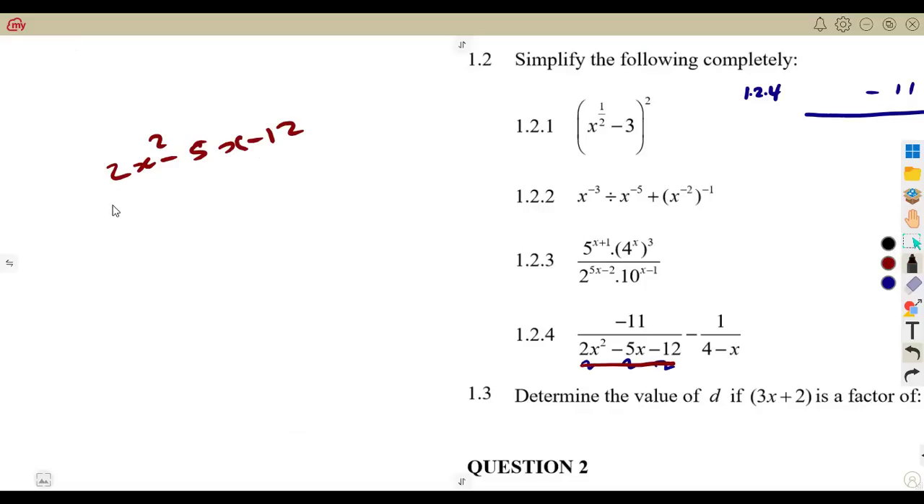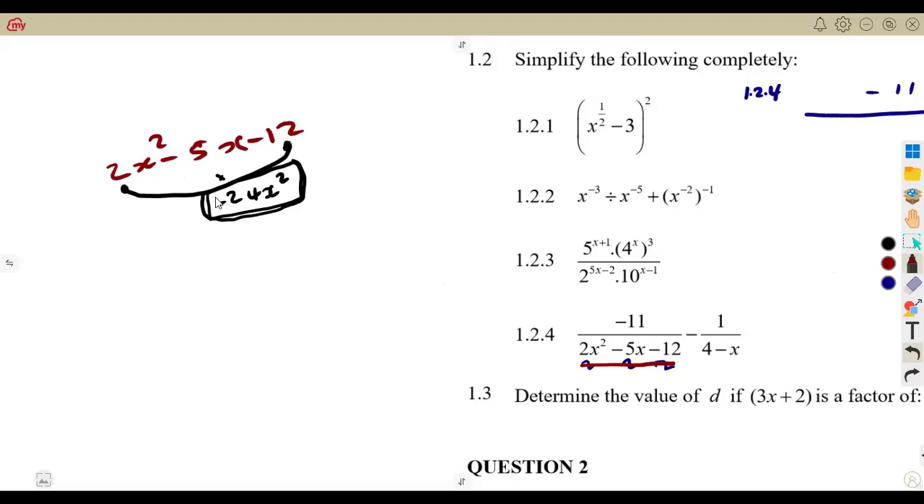If you do not have a 1, like when you have got a 2, you can simply multiply the first term and the last term. 2 times minus 12, you multiply these two terms, and you get minus 24x squared. Then you ask yourself, what are the two factors of minus 24x squared? The two terms that you multiply, you get minus 24x squared.